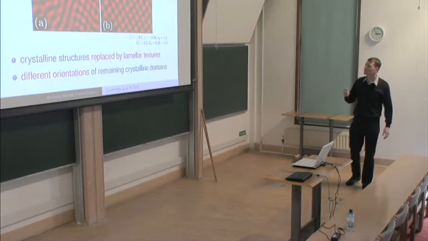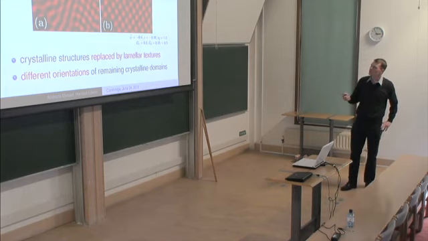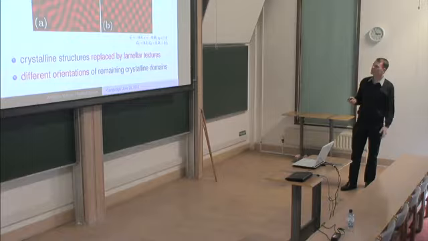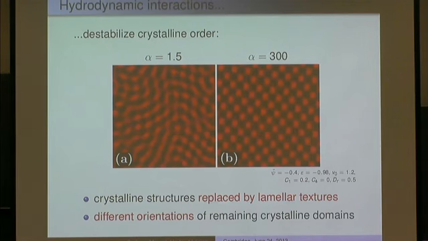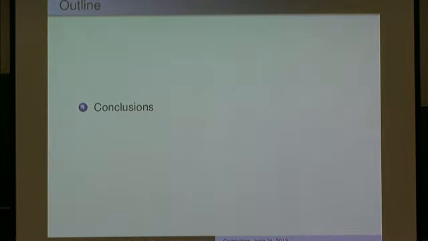The last point here, you can see this also from these snapshots. So these are completely identical systems. All parameters are the same. The only thing is here we have the high fluid friction. That means low hydrodynamic interactions. That gives us a perfectly crystalline domain. But when we increase the hydrodynamic interaction by decreasing the fluid friction, then these remaining domains are differently oriented. Already the lamellae appear, so the crystal is destabilized. So that's all I wanted to say.